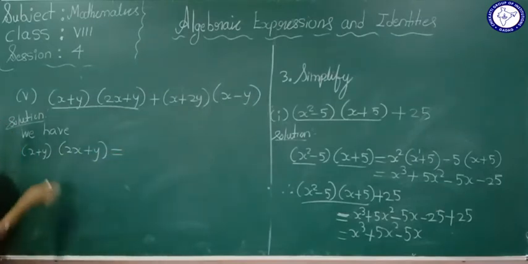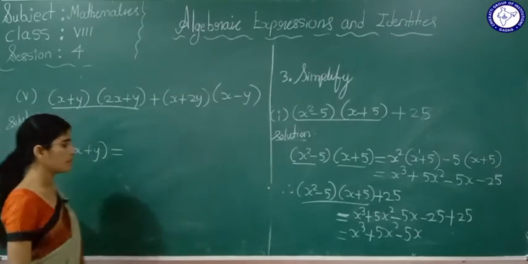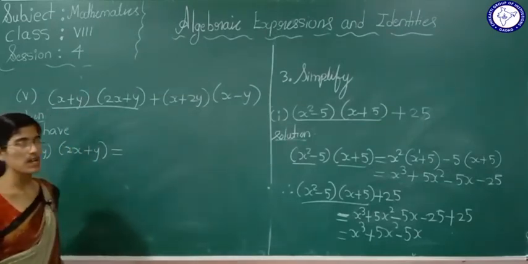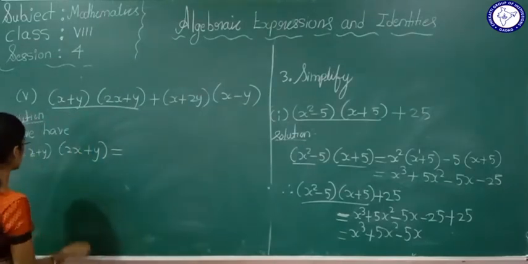It's a multiplication of a binomial by a binomial. How are we going to multiply? Multiply each term of this binomial with every term of the other binomial. Now see what it will become.